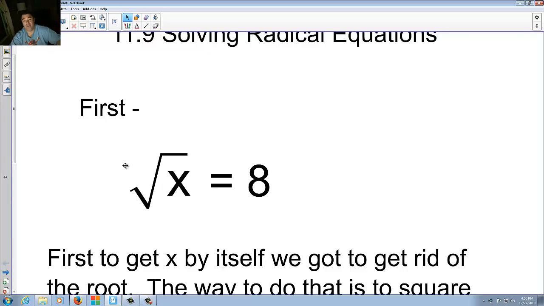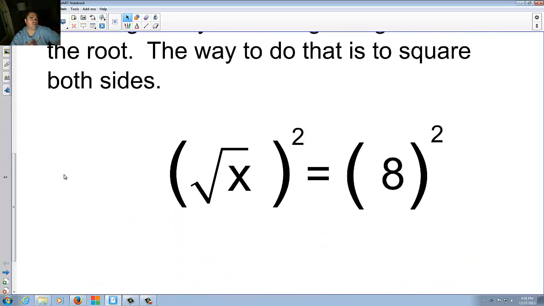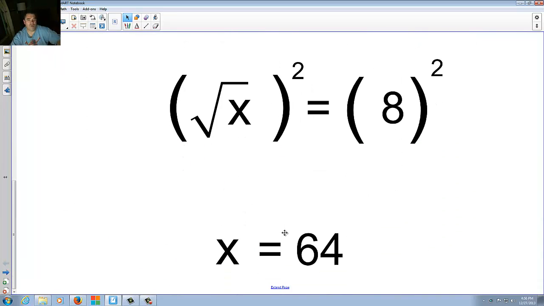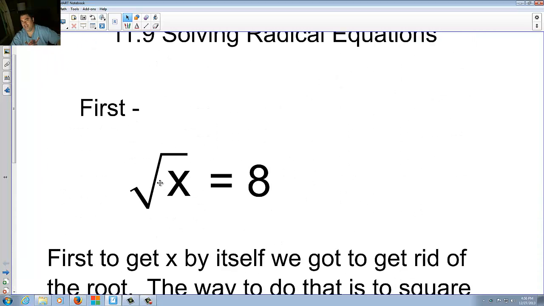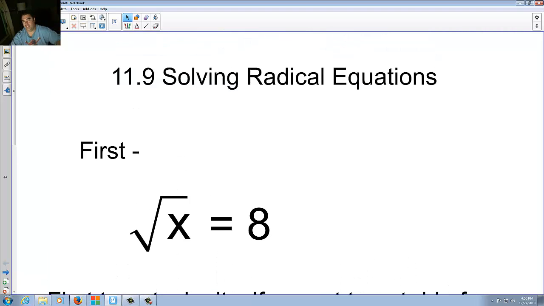Plug it back in. Does the root of 64 equal 8? And the answer is yes. Notice how there's only one answer, only 64. You can't have a negative because root of negative 64, well, you can't have a root of a negative. Therefore, x just equals 64.